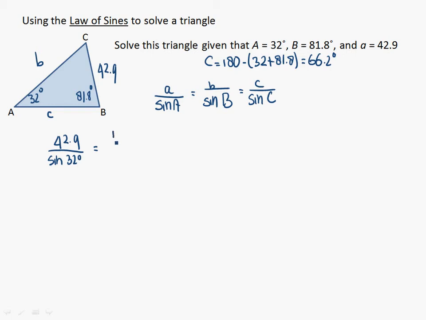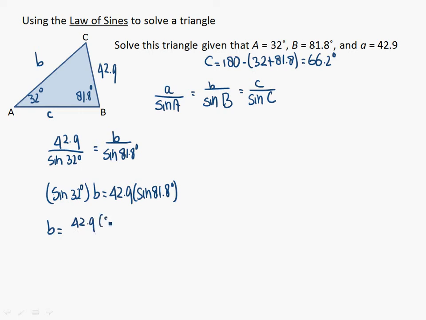B? Okay. B is unknown, but do you know angle B? Yeah, so out of the four unknowns, we know three. So can we solve this? Yeah, so we're just going to cross multiply this. The sine of 32 times B is equal to 42.9 times the sine of 81.8. So how do you find out what B is? Yeah, divide this mess.